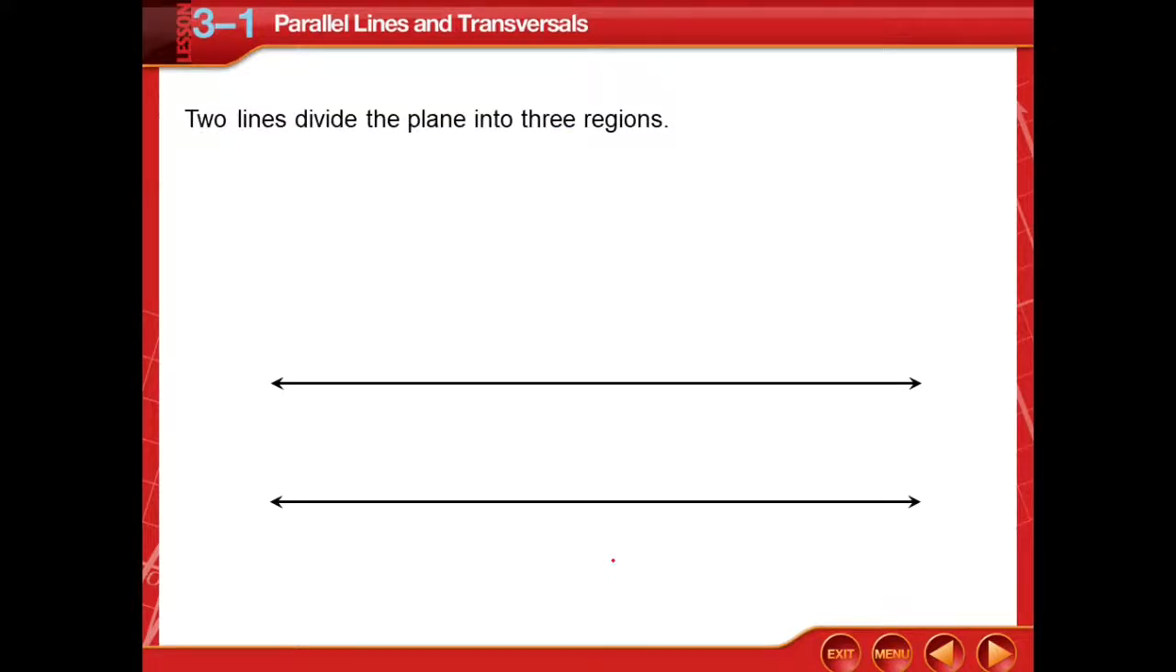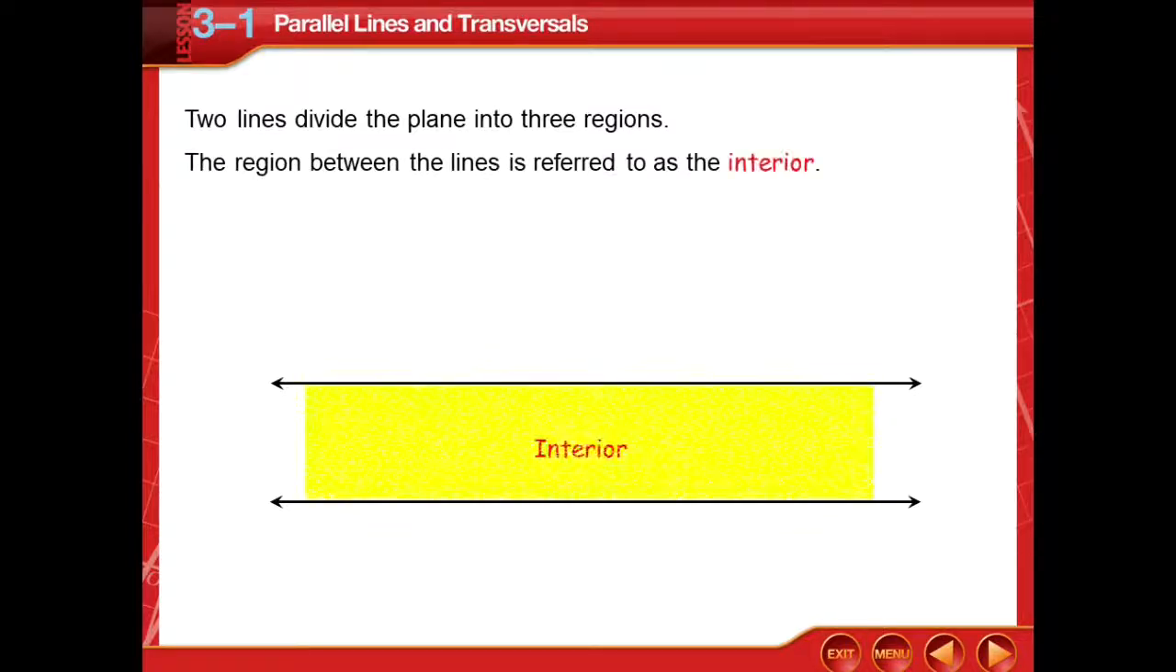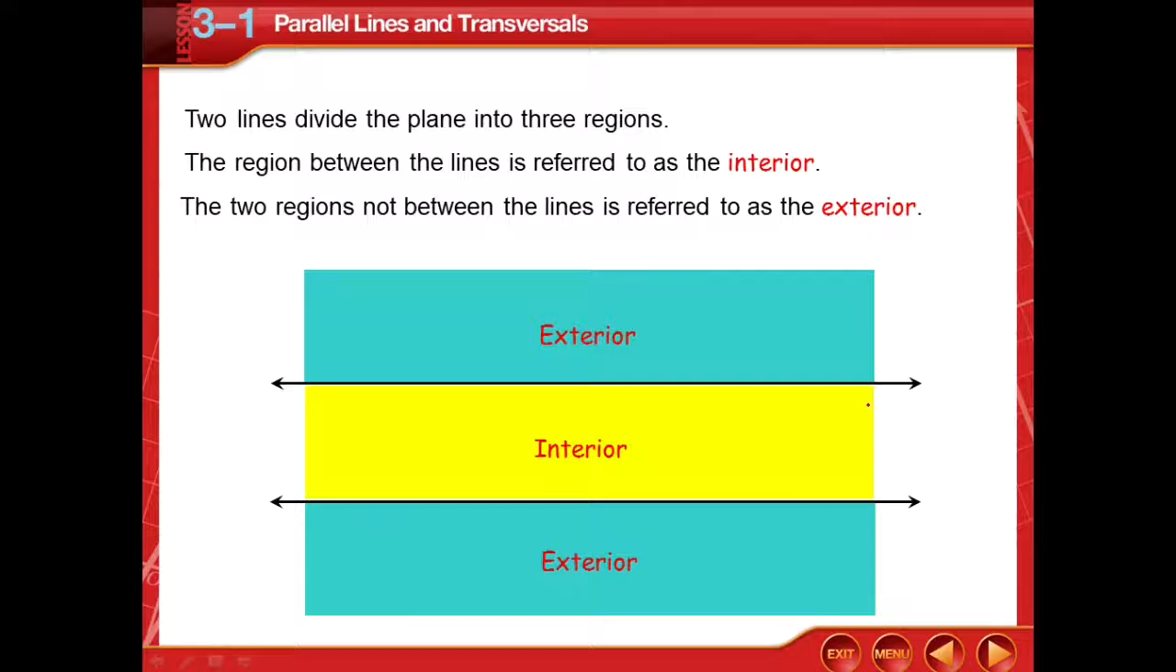Two lines divide the plane into 3 regions. So if we think about the screen as a plane and we have our 2 lines here, I can divide this into 3 regions. The first region is the interior, which is between the 2 lines, and the other 2 segments become the exterior because they are on the outside of the 2 lines.